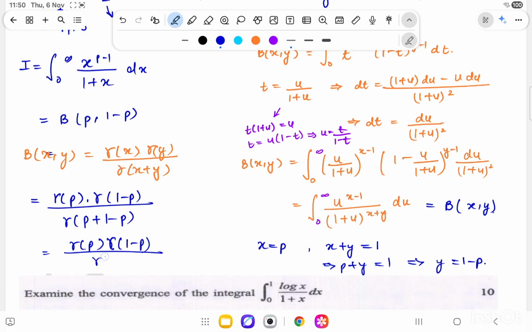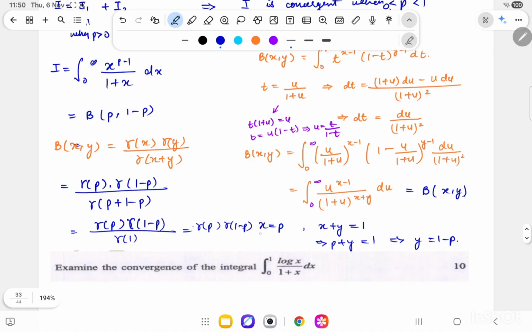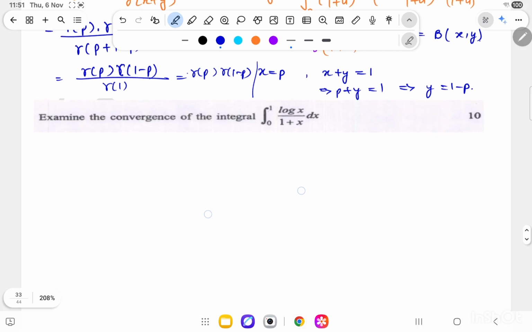Gamma 1, which is gamma p times gamma 1 minus p. Now you can leave it here as well, or you can just use the gamma function to evaluate it, or till here is also fine because it's a 15 marker and that's too much calculation for a 15 marker. So let's move on to discuss the next question.